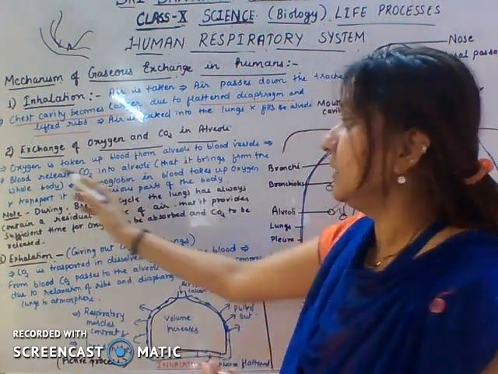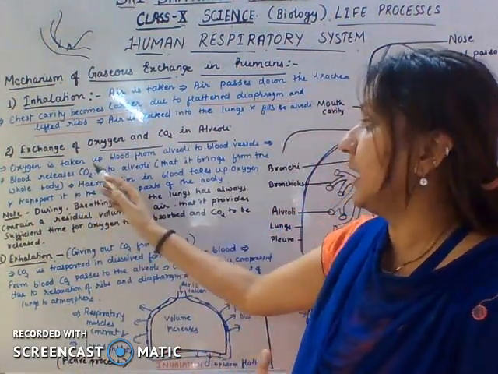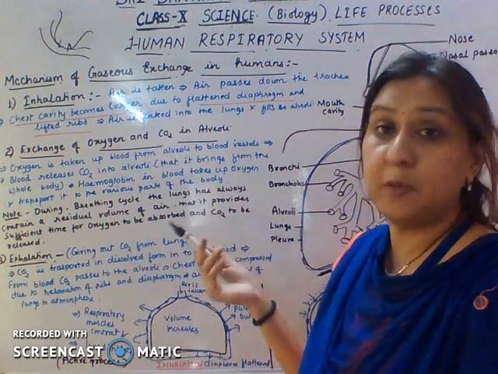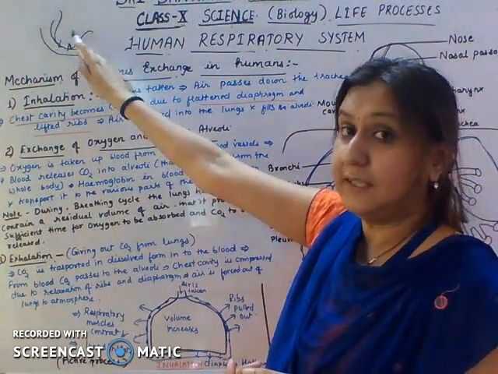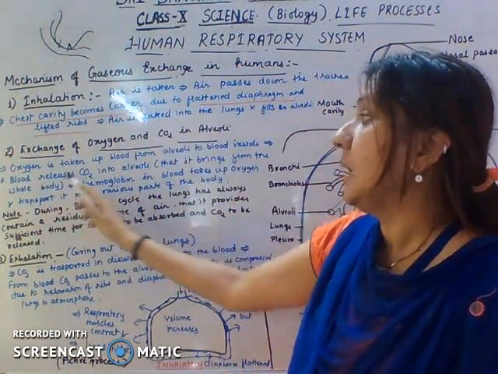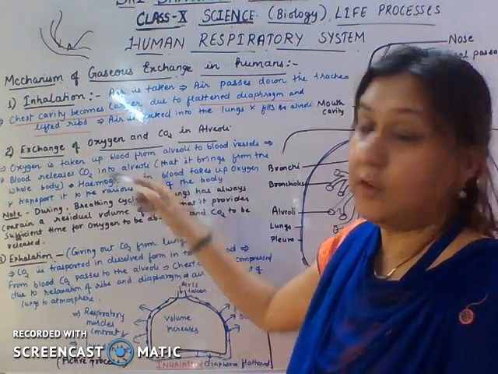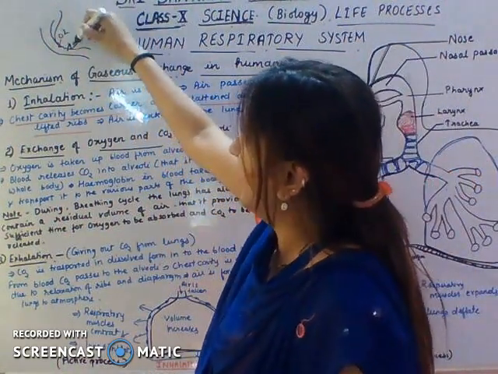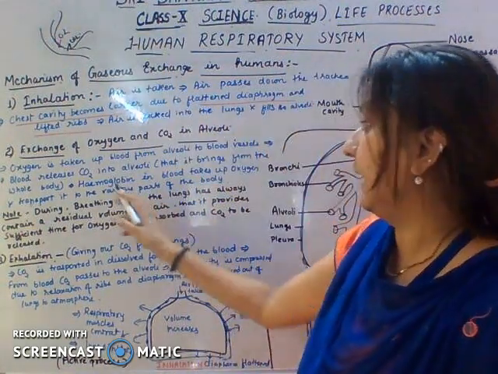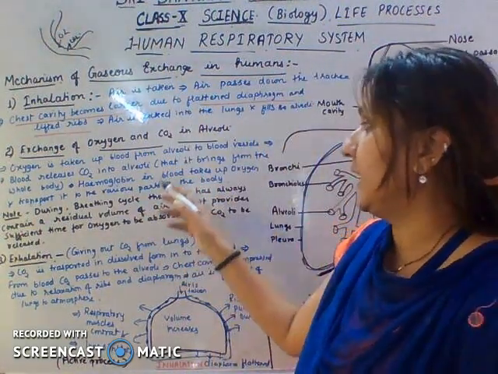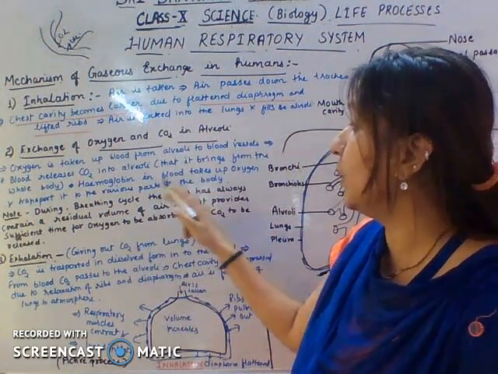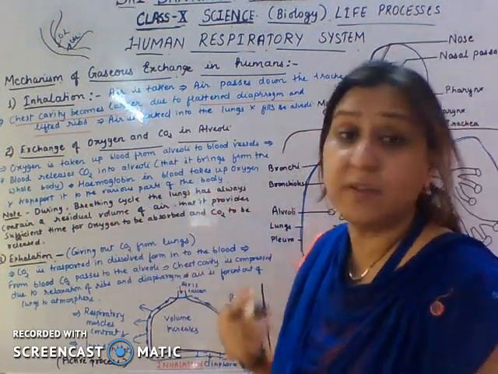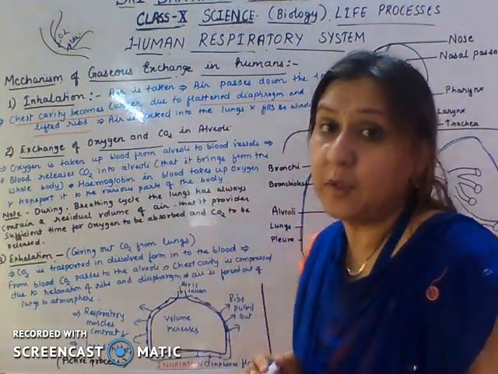So you can see here, oxygen is taken up by the blood from the alveoli. Here the exchange of oxygen takes place. The blood releases CO2 into the alveoli, the CO2 that it brings from the whole body. Hemoglobin in the blood takes up oxygen and transports it to the various parts of the body.